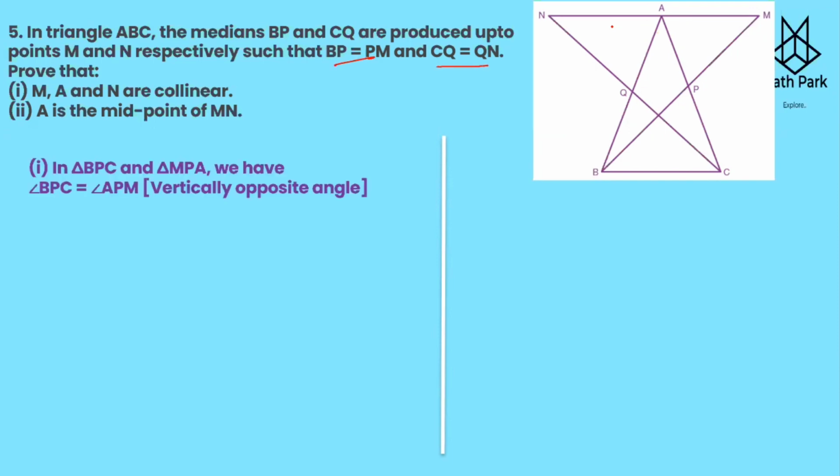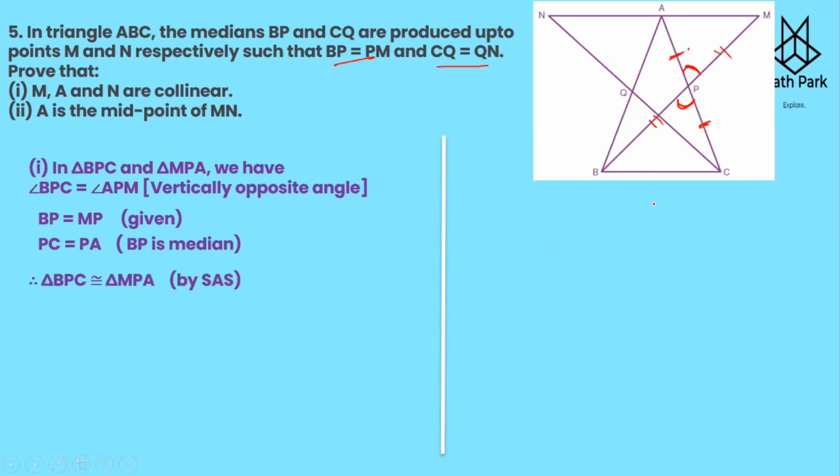So let us prove these triangles congruent, in triangle BPC and triangle MPA. We have angle BPC is equal to angle APM, vertically opposite angles. Then you have BP is equal to PM, which is given to you. These two parts, BP and PM, are equal, which is given to you. And also you have PC is equal to PA, because BP is a median. So therefore, you get the triangles congruent by SAS, side angle side.